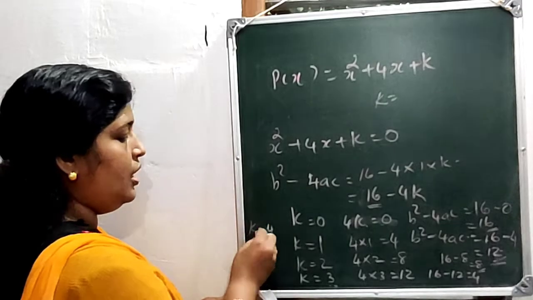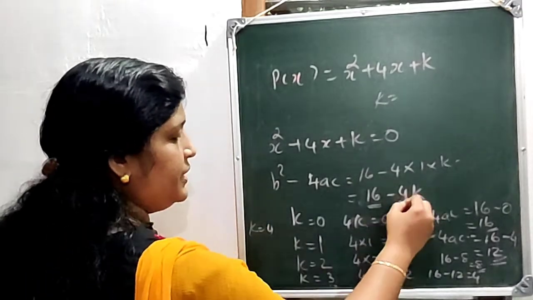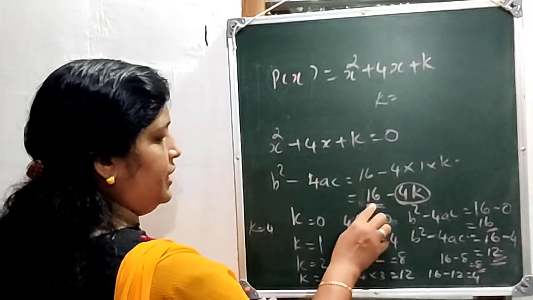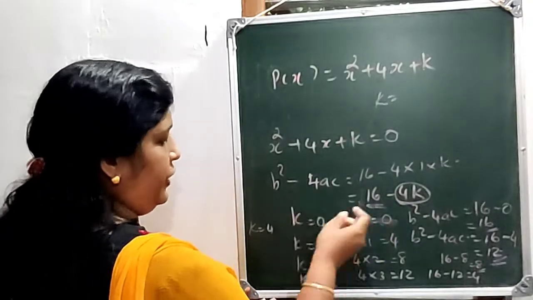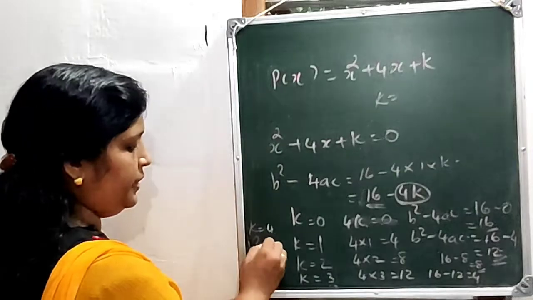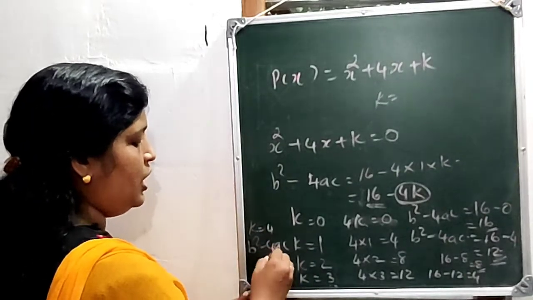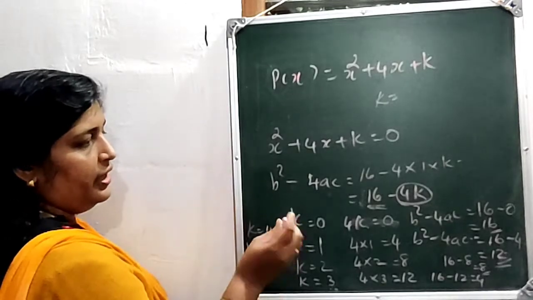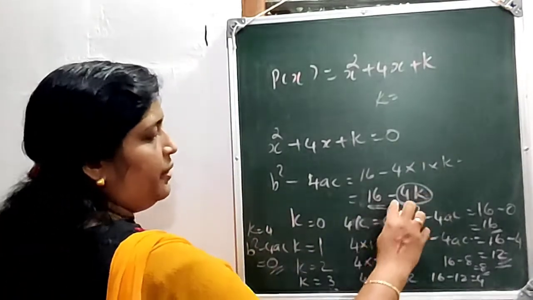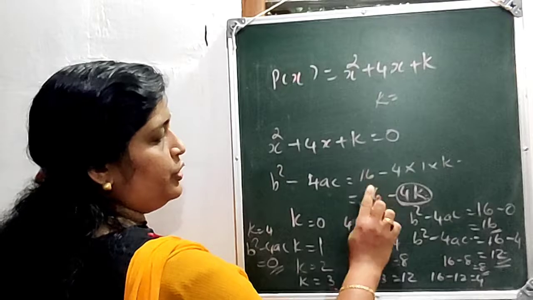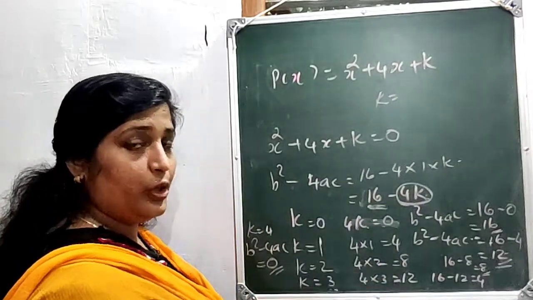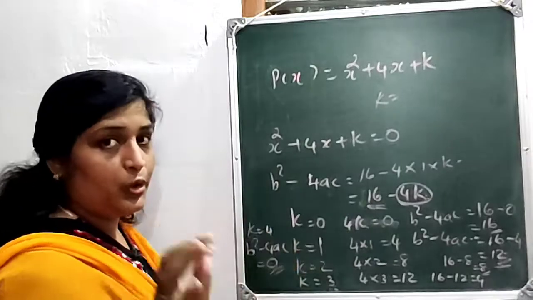And what about k is equal to 4? 4k is equal to 16. So 16 minus 16, b square minus 4ac, is equal to 0. Okay, one solution. Then what about 5? If k is equal to 5, b square minus 4ac is equal to 16 minus 20, which is a negative number. So there is no solution.